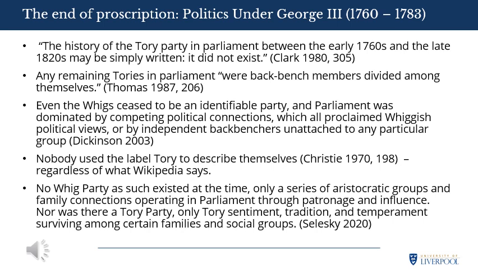So instead of parties, what we had were family groupings. As Zaleski argues, no Whig party as such existed at this time, only a series of aristocratic groups and family connections operating in Parliament through patronage and influence. Nor was the only Tory sentiment, tradition and temperament surviving among certain families and social groups. The administration was formed from so-called King's Friends, which sounds a bit like a euphemism. For example, ministers under Lord North were drawn from Whig and Tory traditions and MPs who fell into neither category. Political party was not organising Parliament at this time.